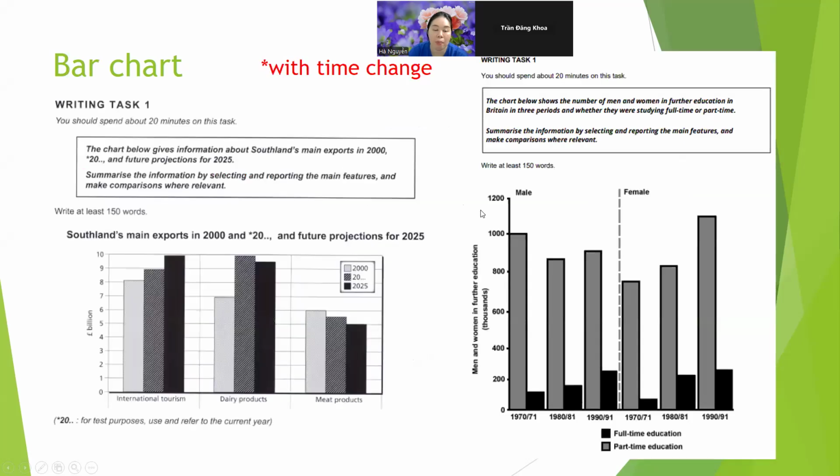Okay, now bar chart. Some bar charts have time change, like this one, Southland's main export in 2000, 2024, for example, and future projections for 2025. So the 3 time periods. This one compares male and female students in further education. Yeah, and there are 3 time periods. Okay, so this bar chart has time change.